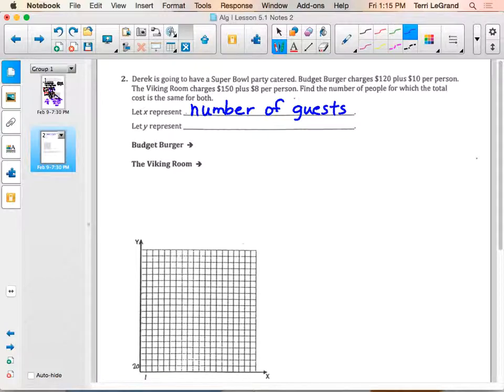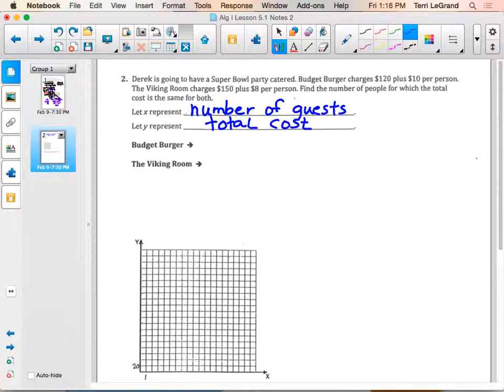Cost per person? Oh, we knew how much it was per person. That's true. $10 a budget burger. The total cost per person? No, the total cost altogether. There you go. It's just the total cost. How much it's going to cost Derek to have this party catered is dependent upon how many guests he invites. And right now, it doesn't matter where they come from, we're just trying to say, what can change in this problem? What does he have control over?